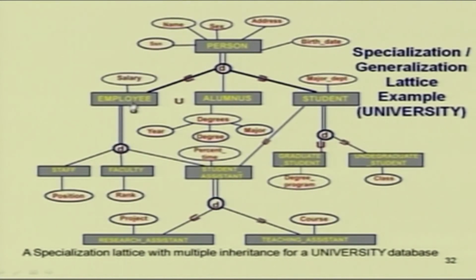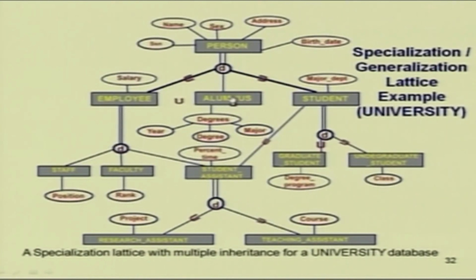Now, an employee can be a staff, a faculty, or a student assistant. So, we are allowing that. An employee can be a staff, a faculty, or a student assistant, and this says that it has to be total, it is disjoint, cannot be all the three, and please note there are attributes associated with it.